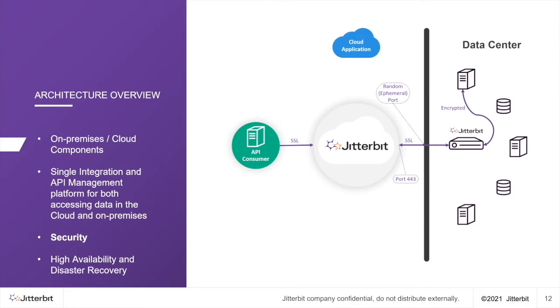The channel between the Jitterbit cloud and the Jitterbit agent is a bidirectional channel, initiated by Jitterbit and completely secure using the SSL protocol. It is on port 443, so no firewall hole is needed. And when the Jitterbit agent talks to your endpoints in the data center, it is using an encrypted channel, barring the endpoint supports and offers that channel and protocol.